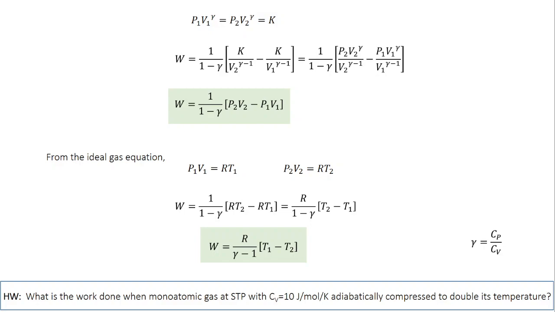Now you can do an assignment problem. What is the work done when a monoatomic gas at STP with Cv 10 joule per mole per Kelvin is adiabatically compressed to double its temperature? So this is a slightly tricky problem because we know two equations to calculate the work done, but nowhere do we have the parameter Cv. Instead we have R and gamma.